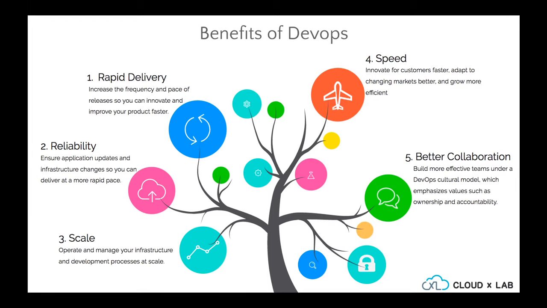Fifth is the better collaboration. You'll be able to build effective teams under our DevOps cultural model. Now, the important part is that in case of DevOps, whether you are a front-end engineer, back-end engineer, data scientist, machine learning engineer, or anybody in the whole pipeline, you will be more connected. You will have better collaboration, because collaboration is a key aspect in case of DevOps. Or you can say that one of the pillars of DevOps is the collaboration. The more communication, the better communication.